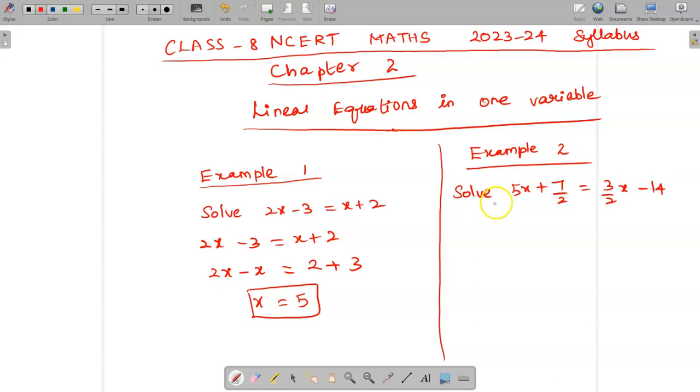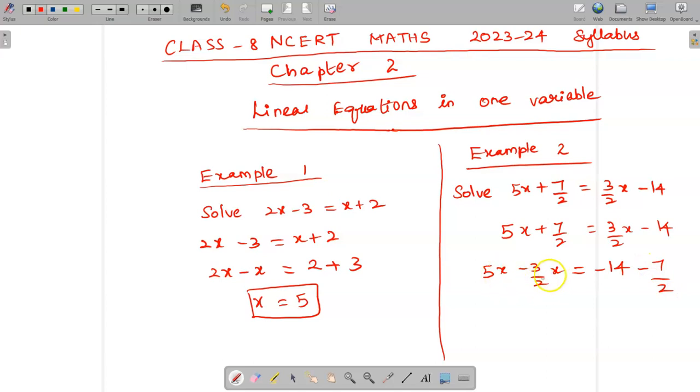For example 2, it is: solve 5x plus 7 by 2 equals 3 by 2 x minus 14. Again the same procedure: write the equation as it is as the first step, and take your x values to one side and the numbers to the other side. So here I have 5x. Take 3 by 2 x to the left hand side, which becomes minus 3 by 2 x, and keep the number minus 14 as it is. And plus 7 by 2, when it comes to the right hand side, becomes minus 7 by 2.